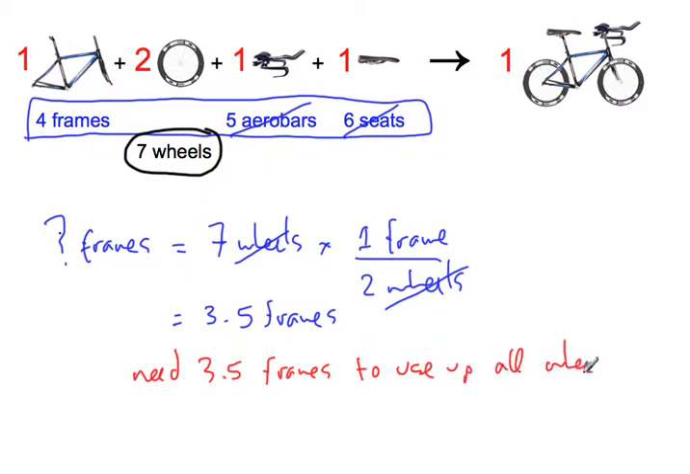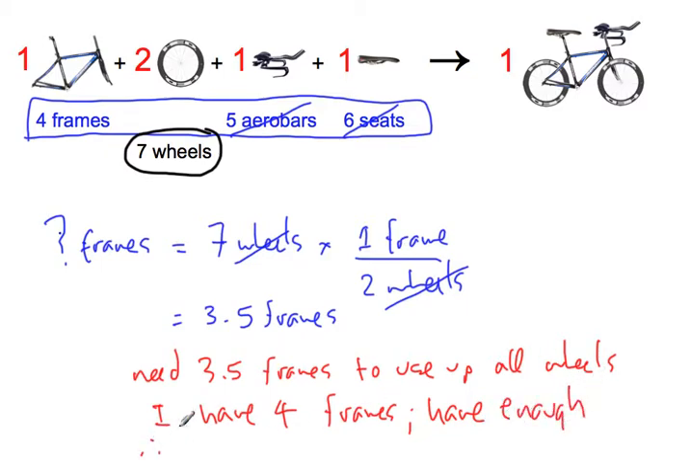Well, how many frames do I have? I have 4 frames. So I have enough. Frames are not going to run out. And so by extension, wheels must be limiting. So wheels will run out first.